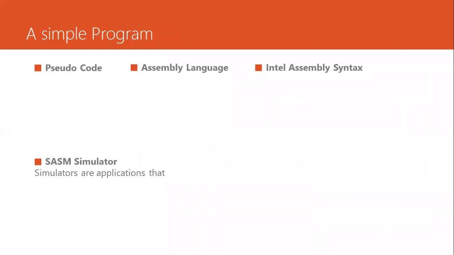This is a simple program. So in the pseudocode, we simply write a program in English. We say move constant 15 to 16-bit register AX, and move 10 to 16-bit register BX. Then we add BX to AX and store the result in AX. Again, we move 20 to BX and add it to AX and place the result in AX. That would be 35, right?